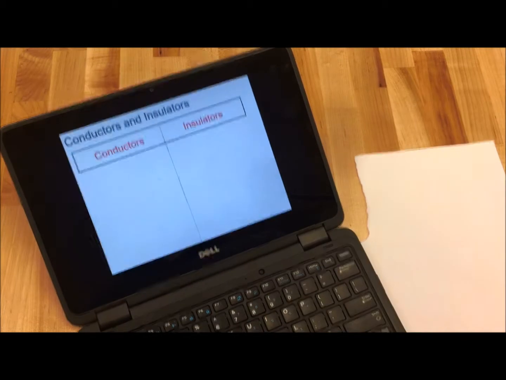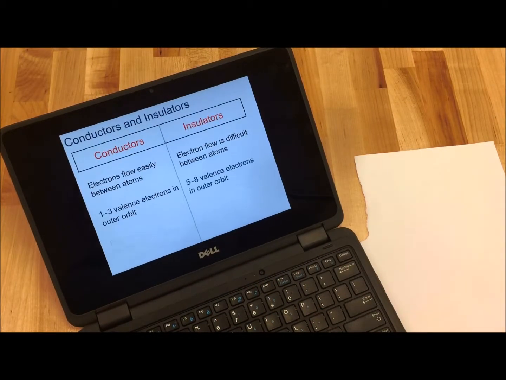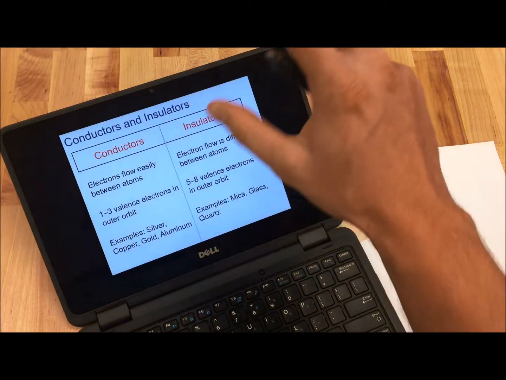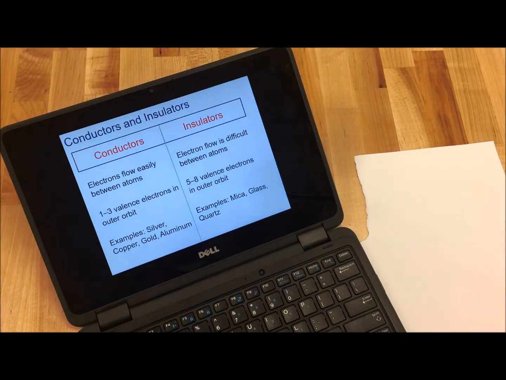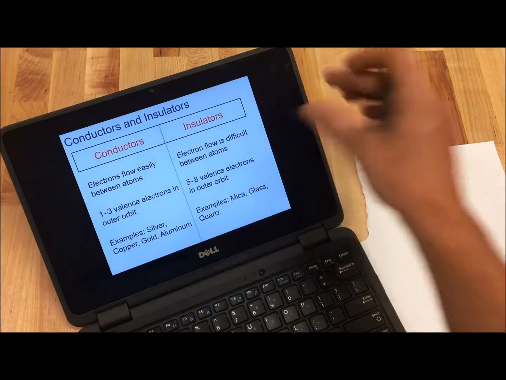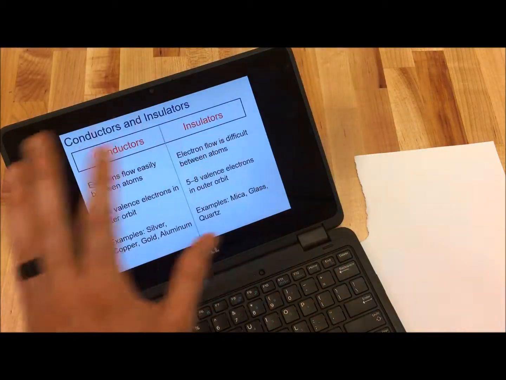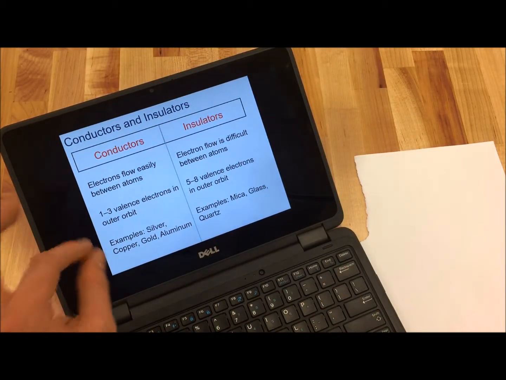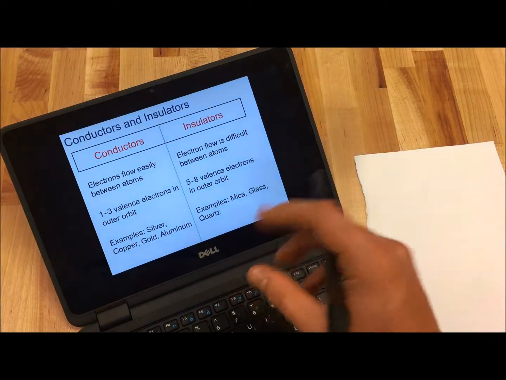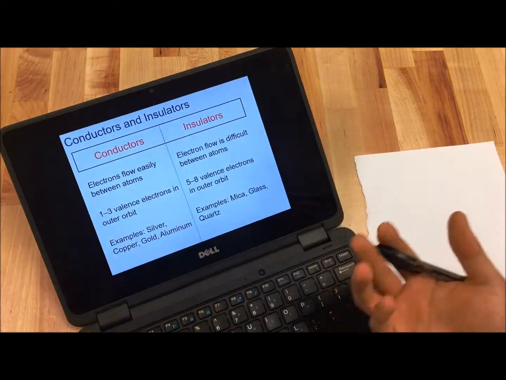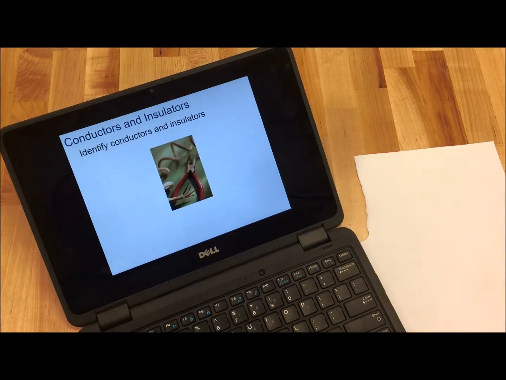All right, very good. So we have conductors and insulators. Put this information out here for you. Conductors are where electrons can flow easily. Insulators where electrons cannot. Conductors have 1 to 3 valence electrons. Insulators have 5 to 8 valence electrons. Conductors include your examples, more metallic things: silver, copper, gold, aluminum. Insulators include mica, glass, quartz. Not that rubber is an element, but rubber would be something that is an insulator.